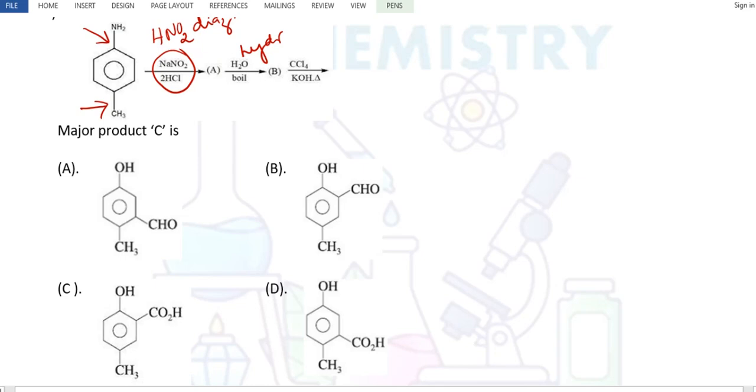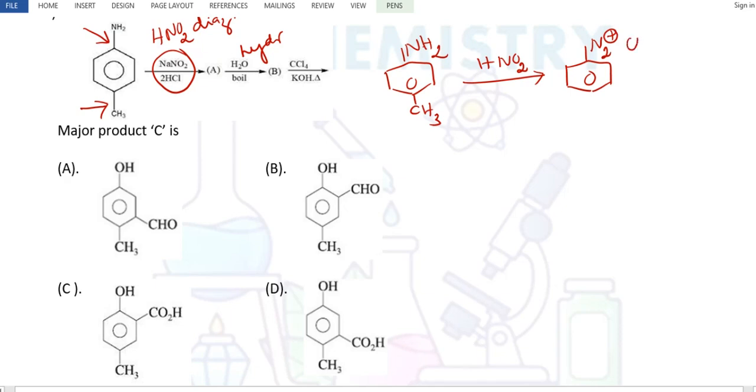So let me start with the starting material. Benzene ring attached to the NH2 directly, aromatic primary amine. Then there is a CH3. Now it will react with the nitrous acid. So aromatic primary amine undergoes diazotization to give diazonium chloride salt, attached to N2 plus and Cl minus, and CH3 as it is. No change. This is compound A. It is hydrolyzed.